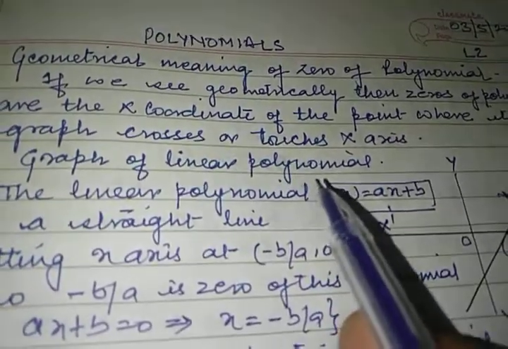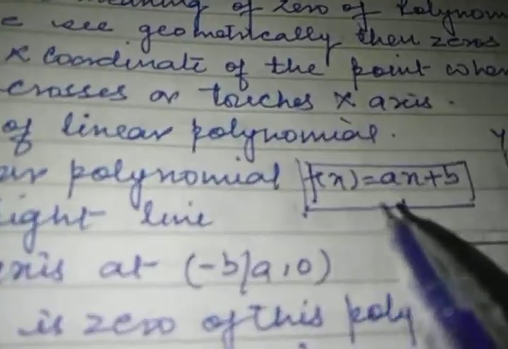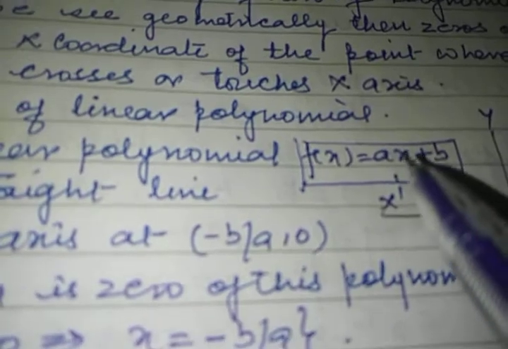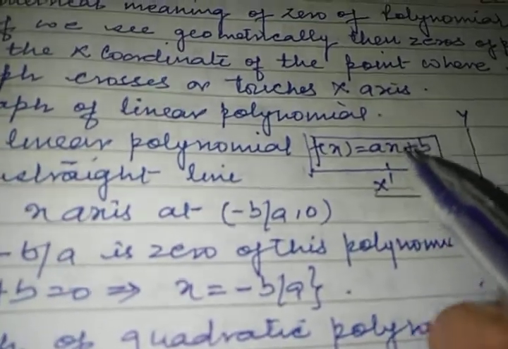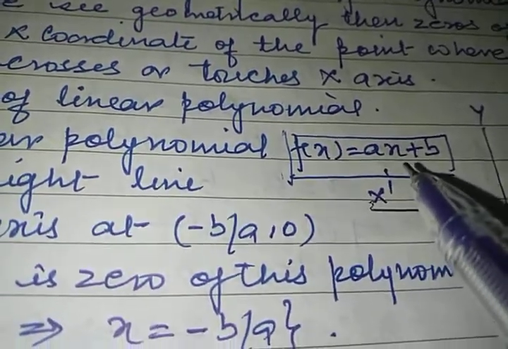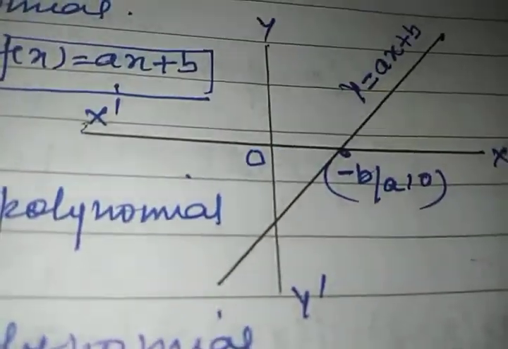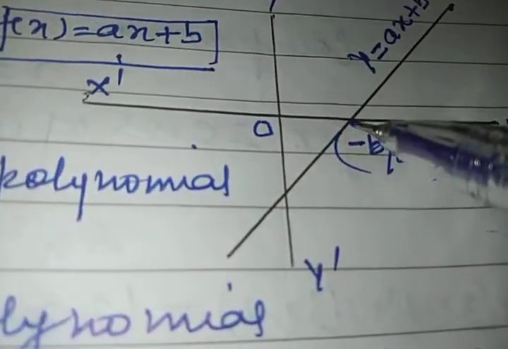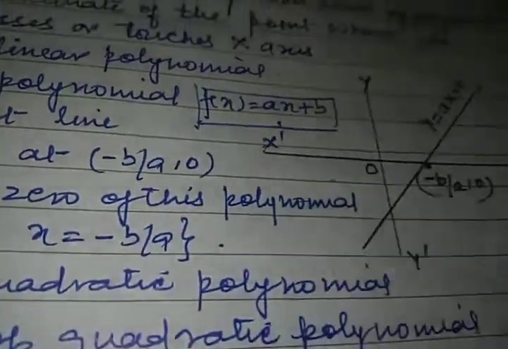From class 9th you know that the linear polynomials are of the type f(x) is equal to ax plus b, where the degree of x will be equal to 1. So this linear polynomial ax plus b will always represent a straight line. See, I have drawn here, and this is the point of intersection, minus b upon a comma 0. How do you get it?